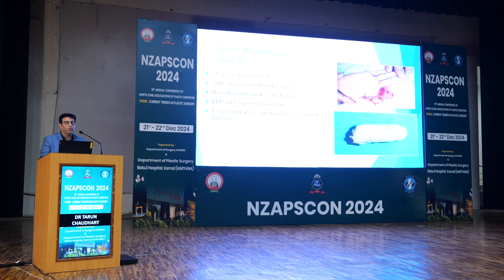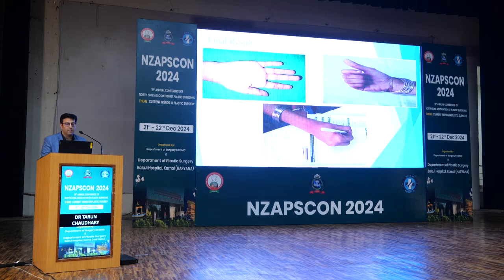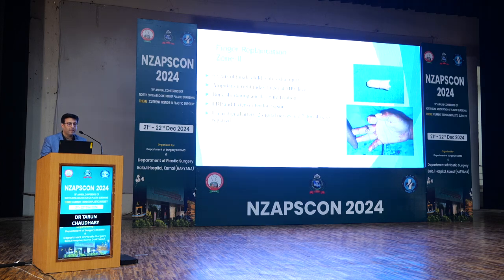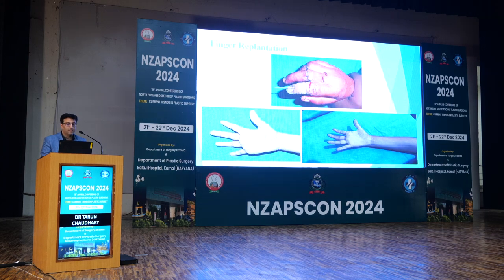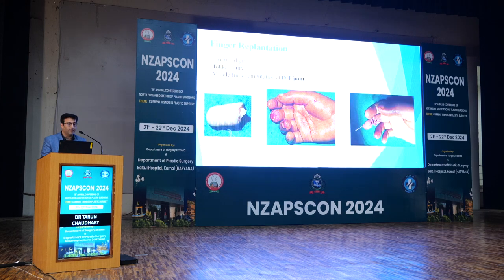Another case of a zone 2 injury in an 11-year-old child. There was a Toka injury and the reimplantation was done. It was successful and the patient is able to write properly. Another case of a 6-year-old patient with a Toka injury, amputation at the middle of the proximal phalanx, and reimplantation was done. The patient is able to do his routine activities.